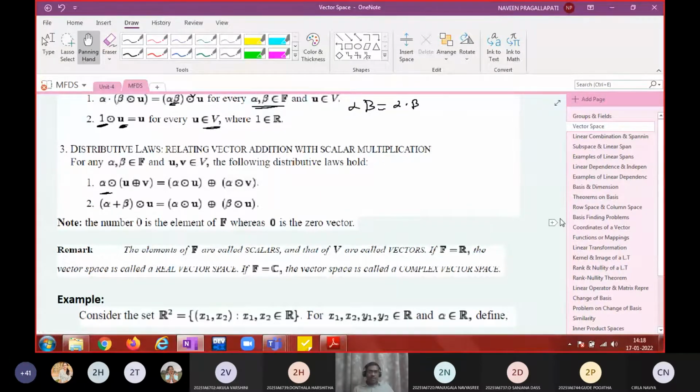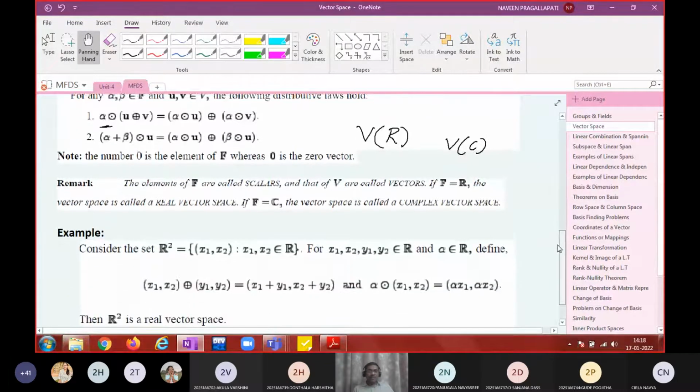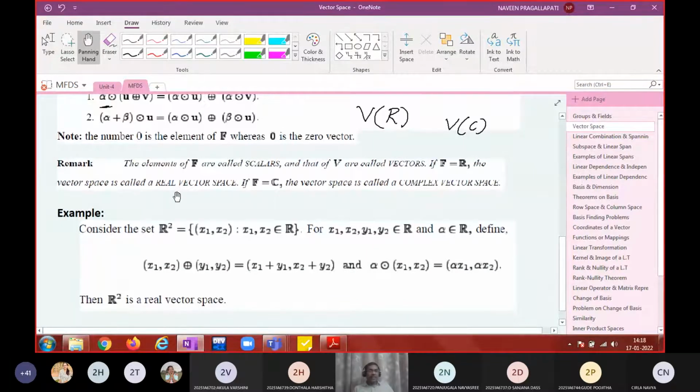If the vector space V is a vector space over the field of real numbers, then we will call it a real vector space. Similarly, if the vector space is over a field of complex numbers, then we call it a complex vector space. If F equals C, we call it a complex vector space. If F equals R, we call it a real vector space. Most of the examples will be through real vector spaces only. I will mostly be referring to real vector space.